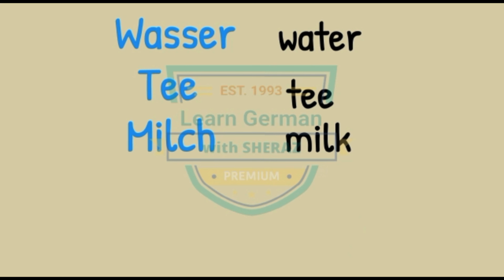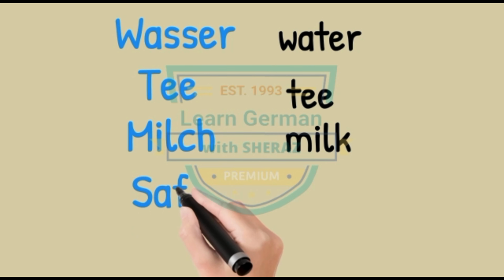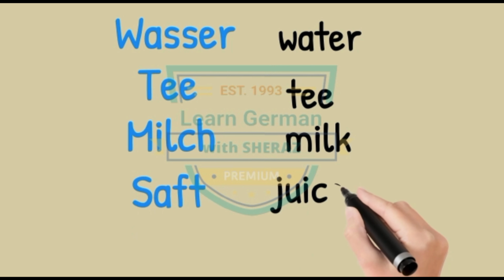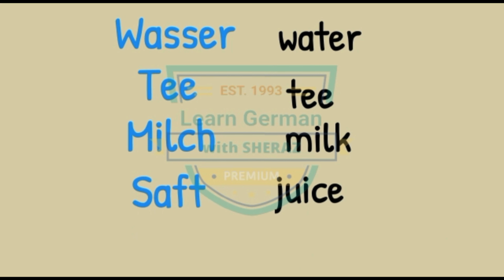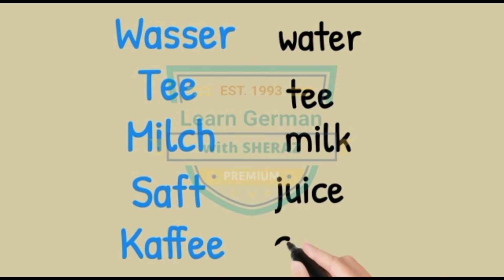Next is Milch, it means milk. I will give all the things for drinking, because in the next video we will learn the verb trinken. So next is Saft, it means juice. There is an article for Saft, but I will give it later on. We will talk in this video only about drinking things.